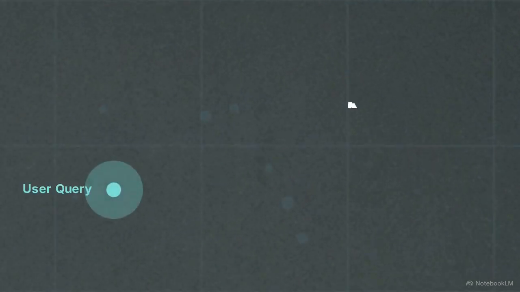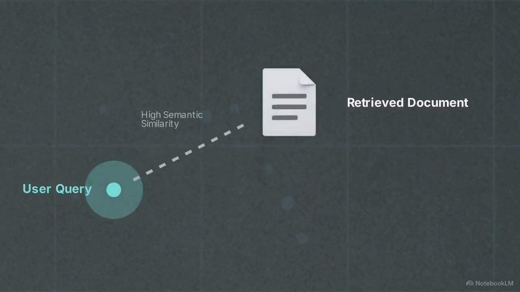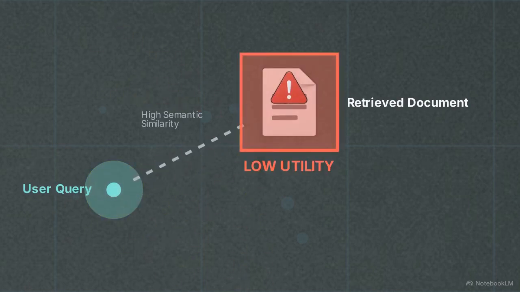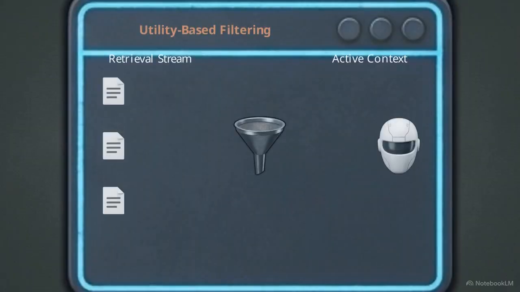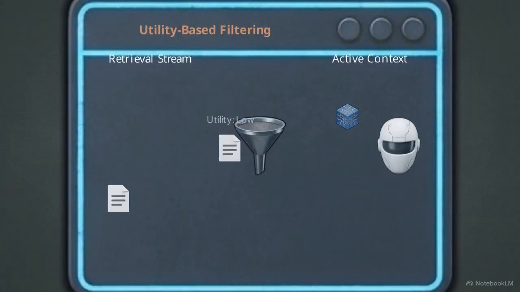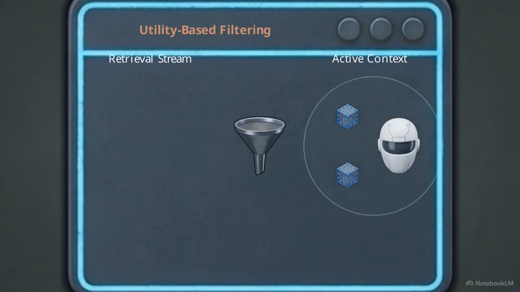A retrieved document can be highly semantically similar, sitting right next to the user's query in vector space, yet it can possess 0% utility for the agent's current reasoning step. Blindly dumping semantically relevant vectors into a prompt actually degrades an agent's ability to reason. It requires a shift toward utility-based filtering, where data is scored by its usefulness to the immediate task.